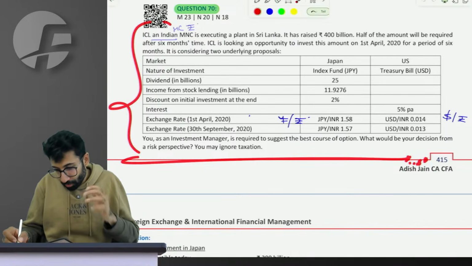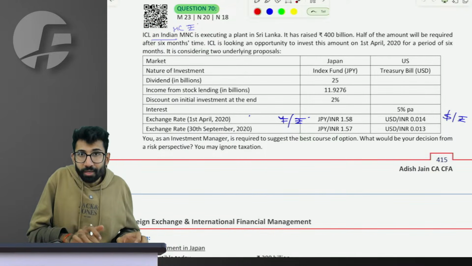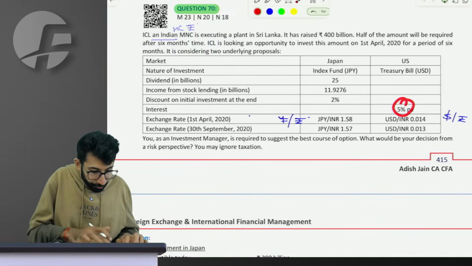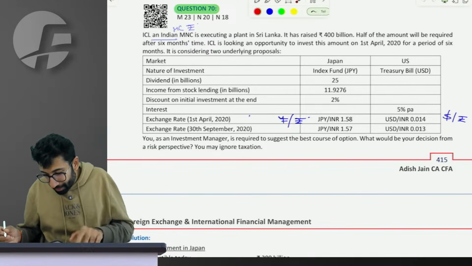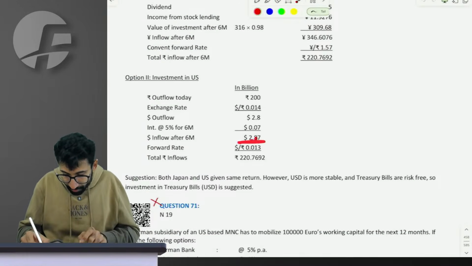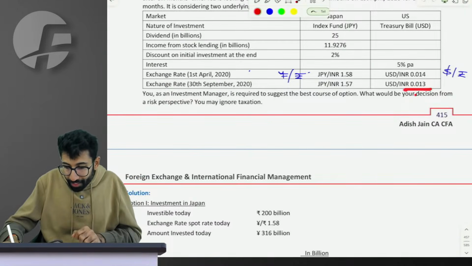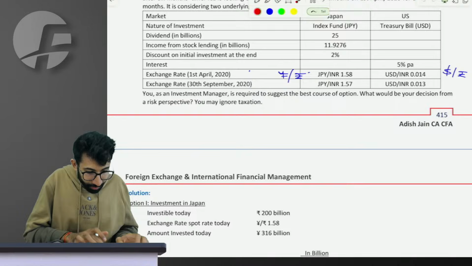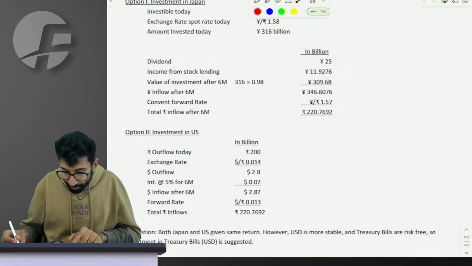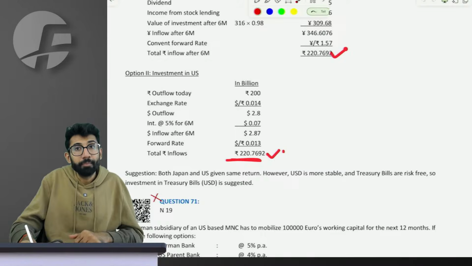Done. So taking you back, 2.8 is the investment. On this amount, when you earn 5% for 6 months, so 0.05 into 6 divided by 12 plus 1, into the amount of 2.8, gives me $2.87 billion as the amount I will redeem. Where every rupee now is $0.013, so $0.013 gives me 220.7692, the same amount of rupee which gets redeemed.